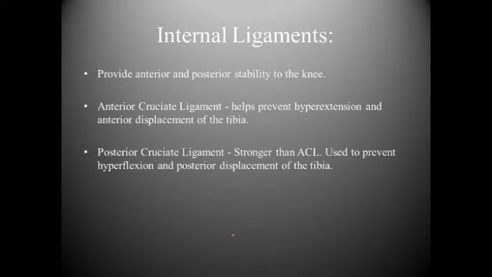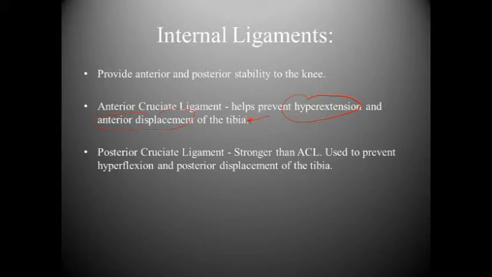So the internal ligaments are in charge of providing anterior and posterior stability to the knee. These are the ACL, the anterior cruciate ligament, which helps prevent hyperextension and anterior displacement of the tibia. And so this is what you're going to see, hyperextension and anterior displacement solely of the tibia. Anyone who has an ACL injury can attest that it feels like your tibia is jutting forward from the femur.